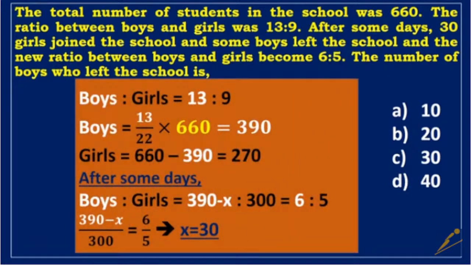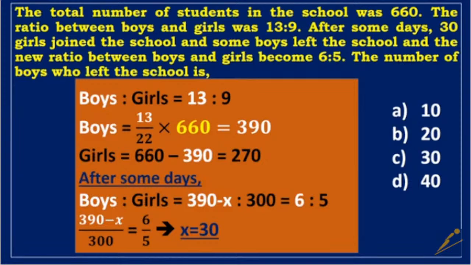Let's start by finding the initial number of boys and girls in the school using the given ratio of 13:9. The total ratio of boys and girls is equal to 13 plus 9, which equals 22. The number of boys equals 13 divided by 22 into 660, which is 390. The difference between the total number of students and the number of boys yields the number of girls. That is 660 minus 390 becomes 270 girls in the school.